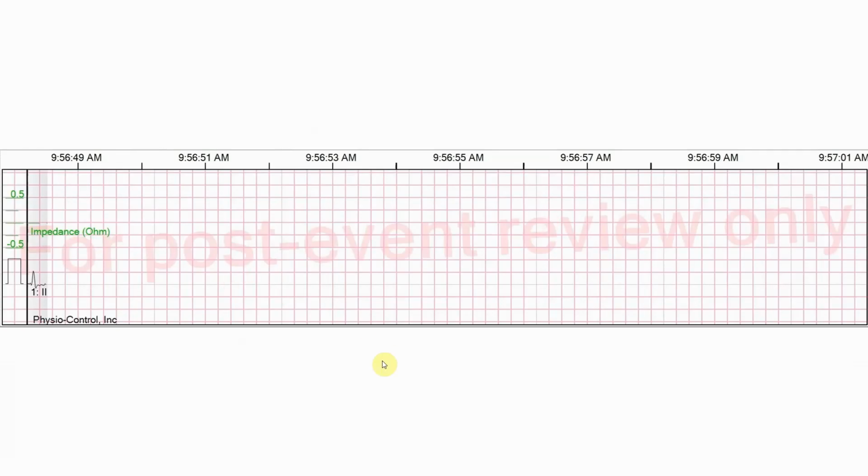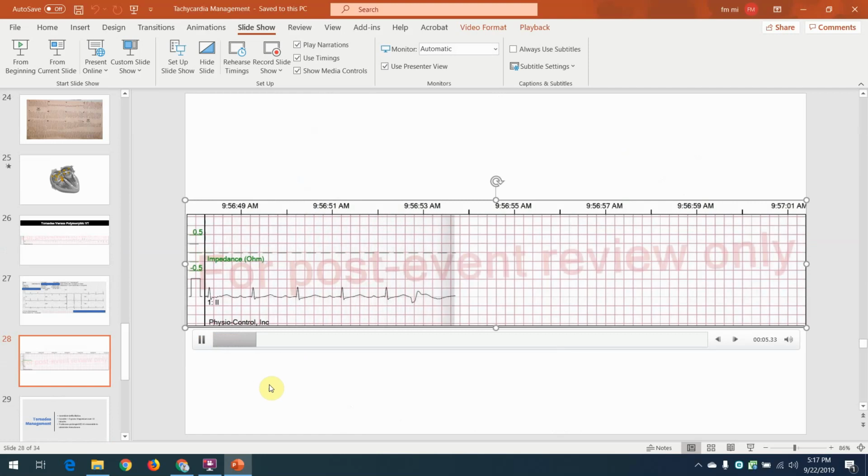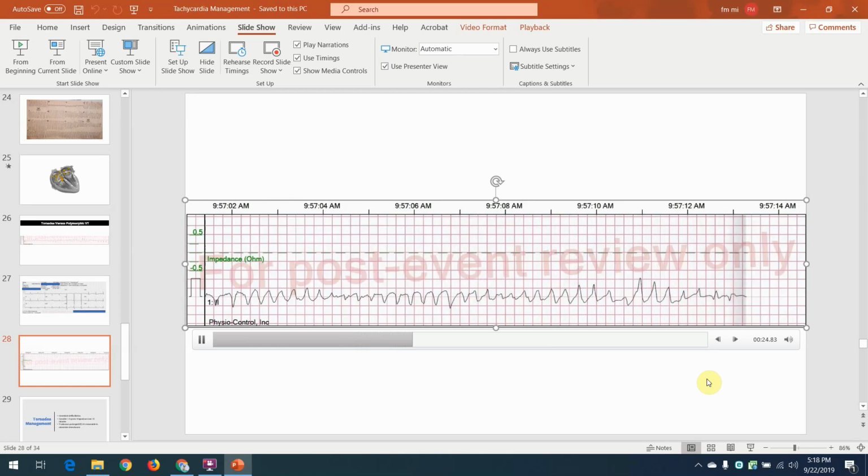Now let's see if I can get this to play. I may have to exit out of it here. This was an actual case that somebody had. Same patient from the previous 12 lead that I showed you. PVC, PVC, PVC, and then you can see that this is clearly torsades. Now, why is it torsades? It's torsades because the patient had an underlying prolonged QT interval.